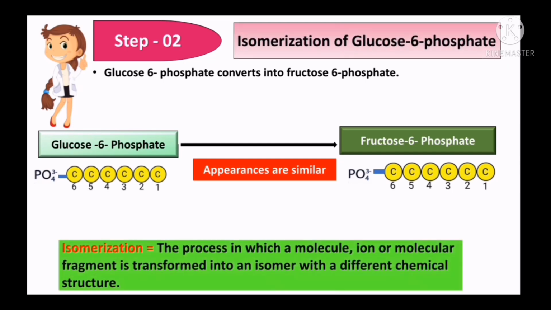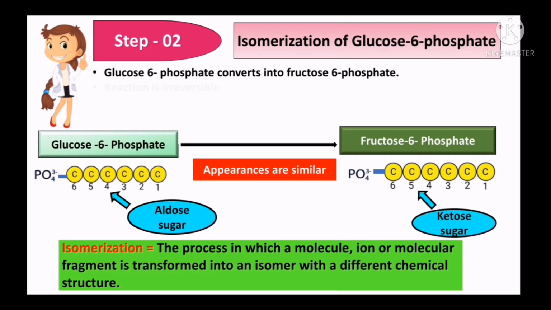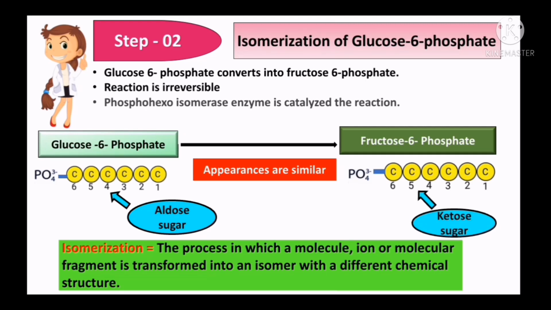What is isomerization? Isomerization is a process in which a molecule, or molecular fragment, is transformed into an isomer with a different chemical structure. So in here, one aldose molecule is converted into a ketose molecule. This reaction is irreversible and the phosphohexoisomerase enzyme catalyzes this reaction. So, my tip number 3 will help you to remember this enzyme.